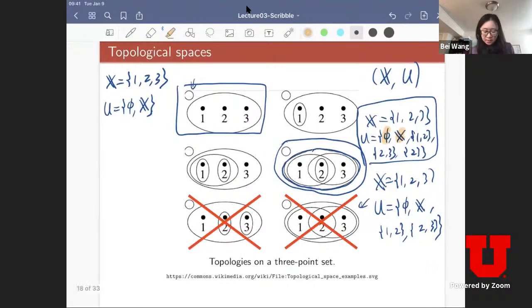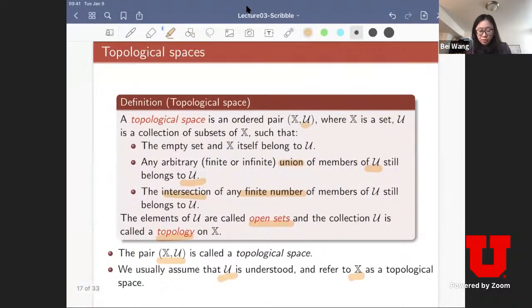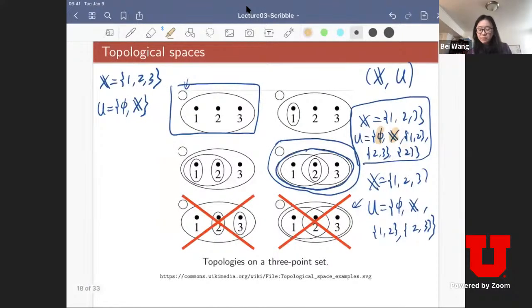And now the second condition, remember, is the arbitrary union. So if I take the union of two sets, or the union of any sets, finite or infinite, they are together. So for example, if I take {1,2} and {2,3}, I take the union, that's {1,2,3}. And {1,2,3} is X itself, so that is there. If I take the union of {2} and {2,3}, the result is {2,3}, it's there. So you check for all pairwise unions, and the end result is always there.